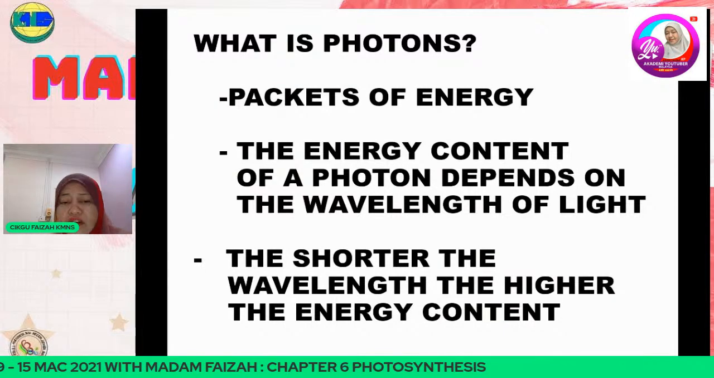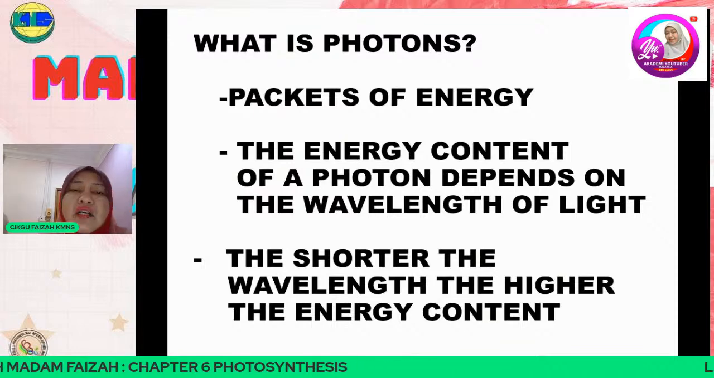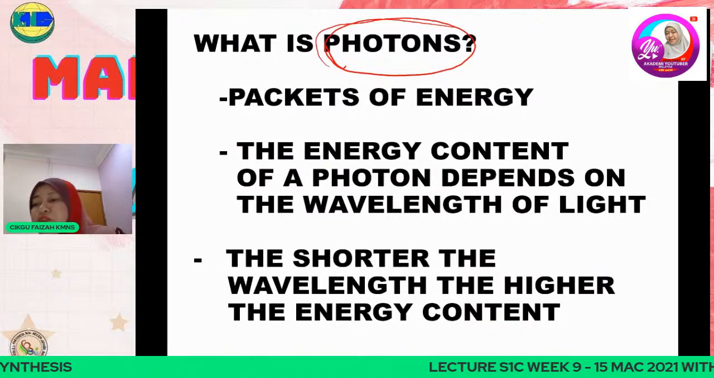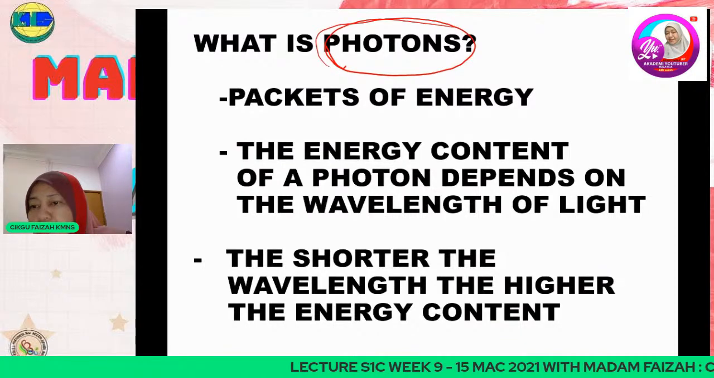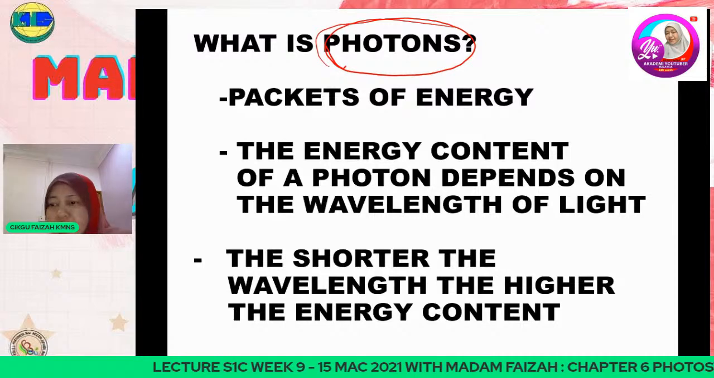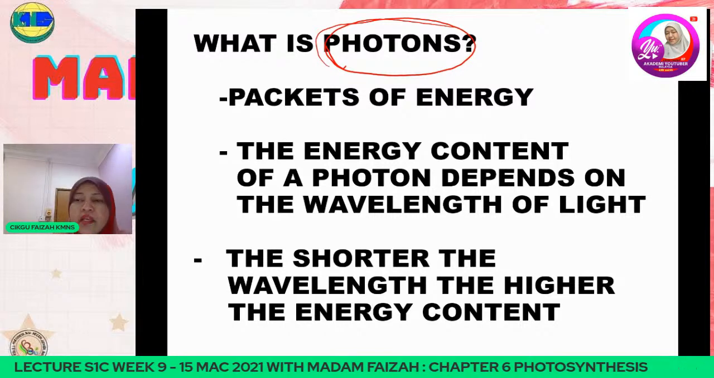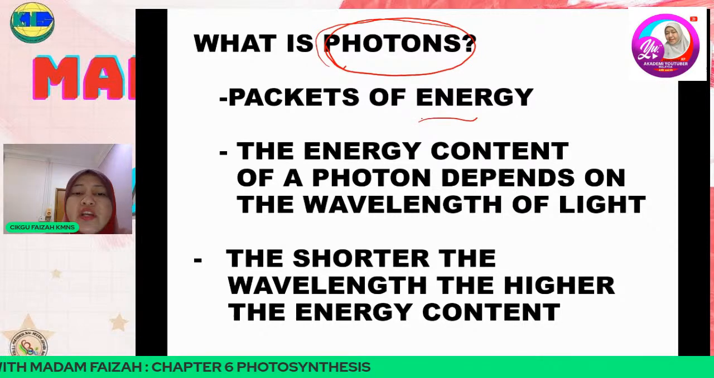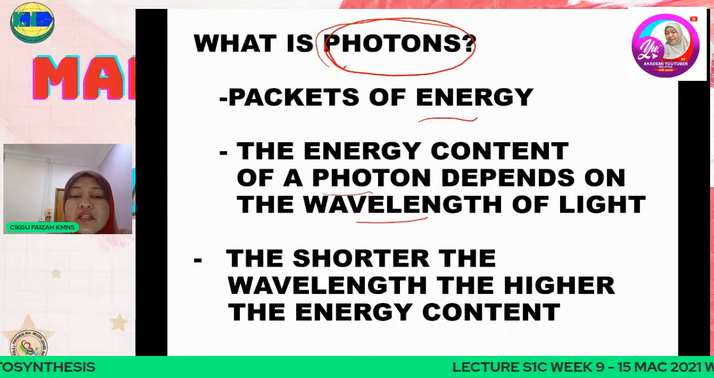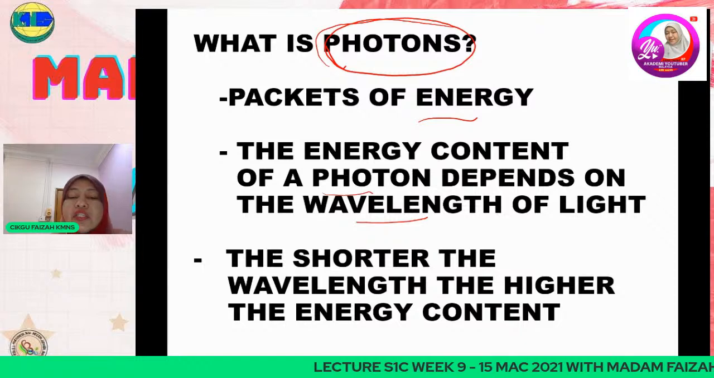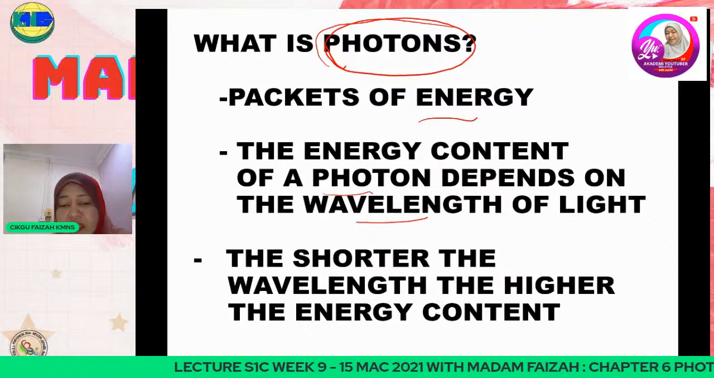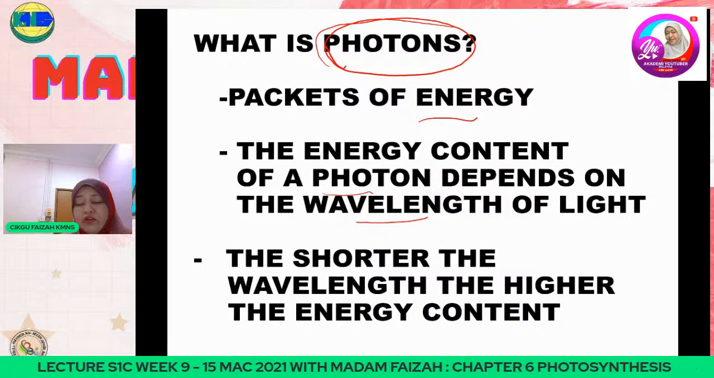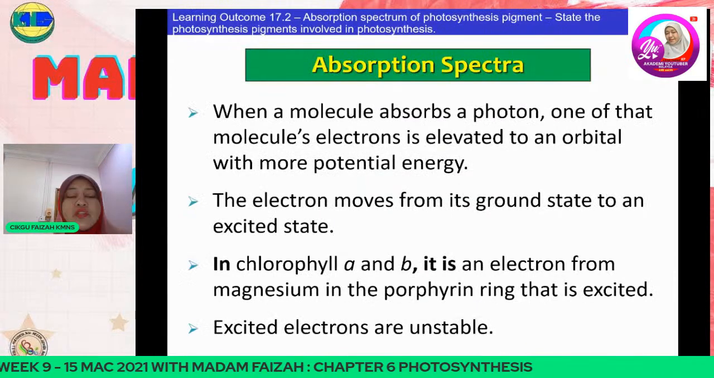Okay, I think this is in chemistry, physics. Okay, if teacher asks you photons, what do you understand by photon? Aish? Okay, photon is actually referring to a packet of energy that travels. Okay, the energy content in a photon depends on the wavelength. Kalau pendek wavelength, tinggi energinya. Kalau panjang wavelength, lesser, kurang content of energy. So that is the concept that you learn under physics.